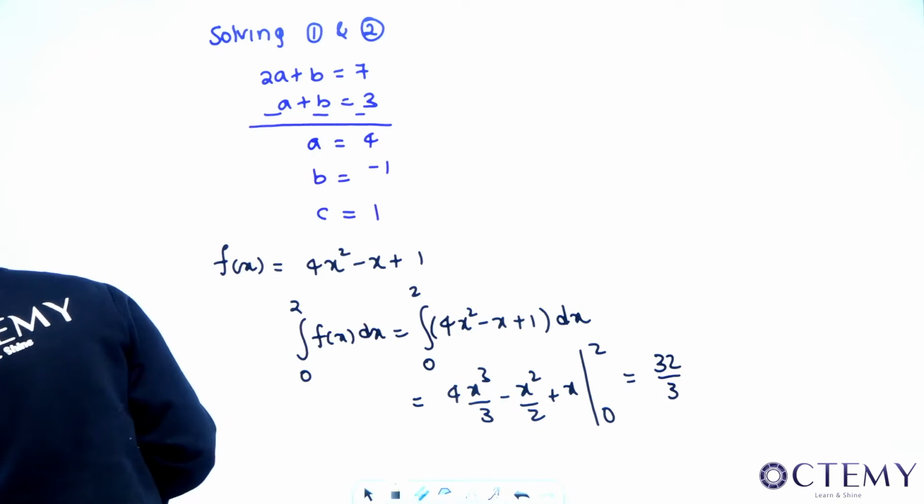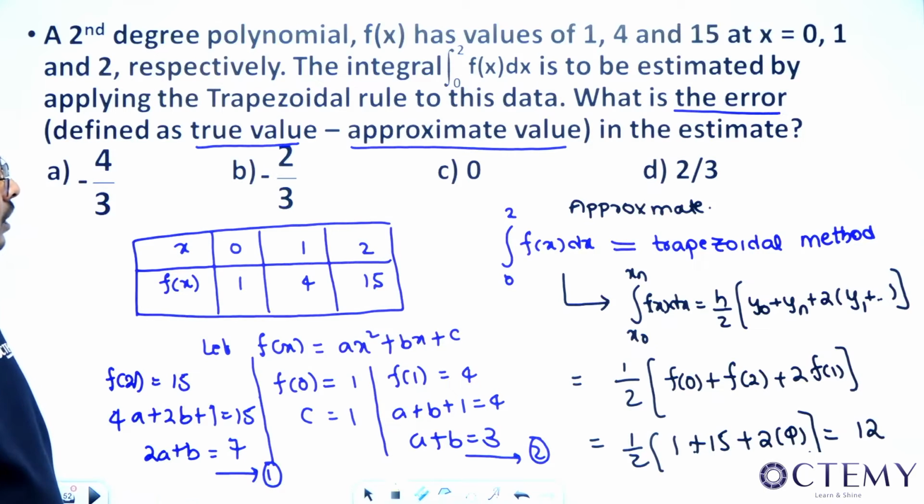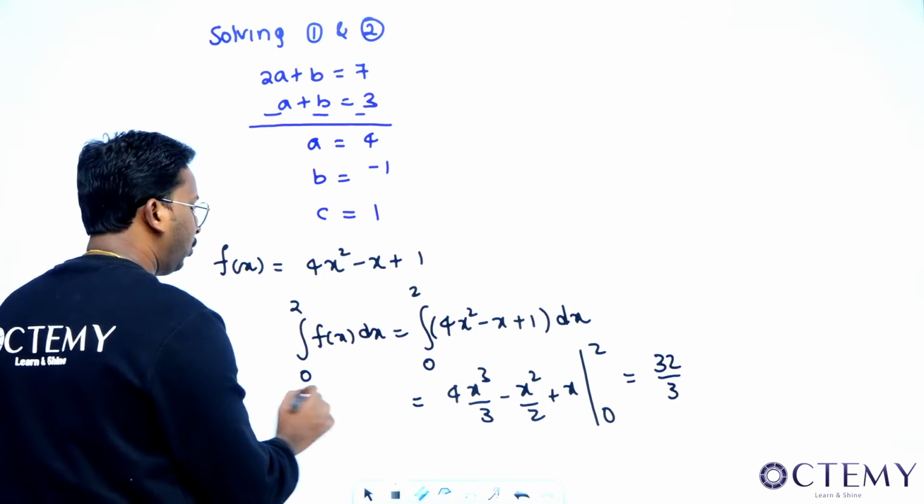Right? So what is the question he is asking you? He is asking you the error. Error is equal to true value minus approximate value. This is the true value. What is this?